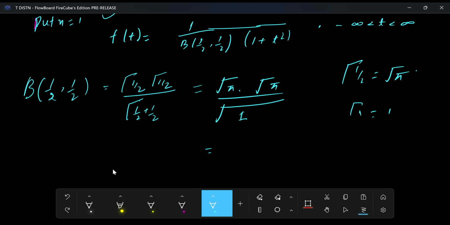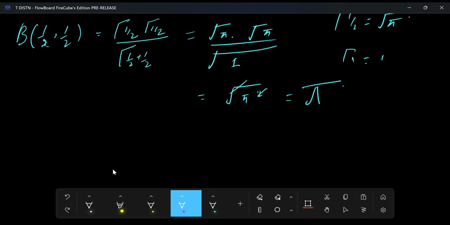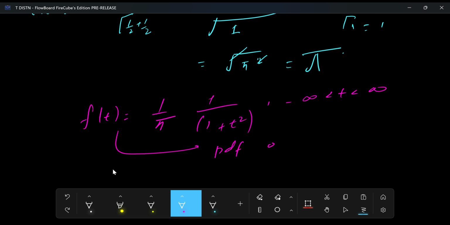So this will be equal to only pi, since the square and root cancel out, we will get only pi. So in place of this we write pi. So f of t becomes 1 by pi, 1 upon 1 plus t square, and this is the PDF of Cauchy distribution.